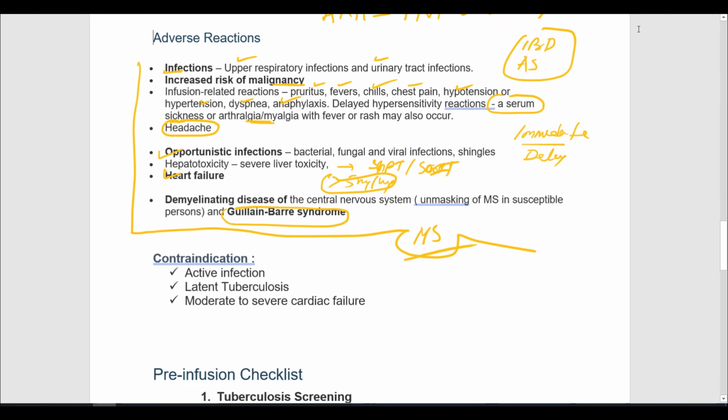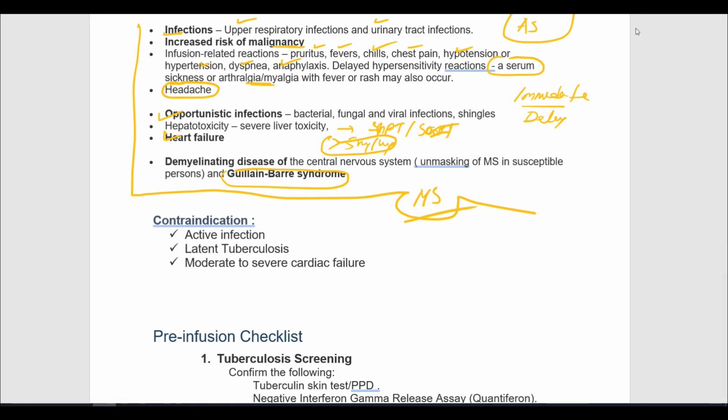Now the contraindications. The three very important contraindications of infliximab are: active infection, no active infection should be present. Number 2, latent tuberculosis. Before giving infliximab, the doctor must exclude any latent tuberculosis by a screening test. And as I already said, moderate to severe cardiac failure is the most important contraindication. So these are the contraindications.